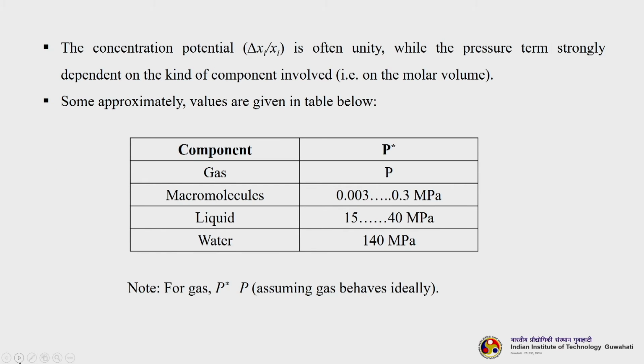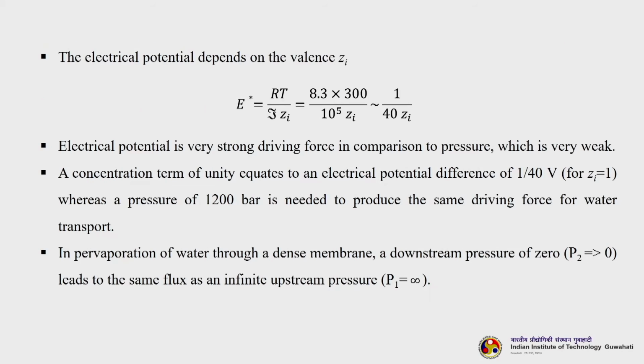The concentration potential is of order unity, while the pressure term is strongly dependent on the kind of component involved, that is, on the molar volume. Some approximate values are given below. If it is a gas, then P star equals P, as we assume that gases behave ideally; for macromolecules it is 0.0032 to 0.3 megapascal. The electrical potential depends on the valency z_i, the valency of the species i. So this is 8.3 into 300 divided by 10 to the power of 5 z_i, so 1 over 40 z_i.